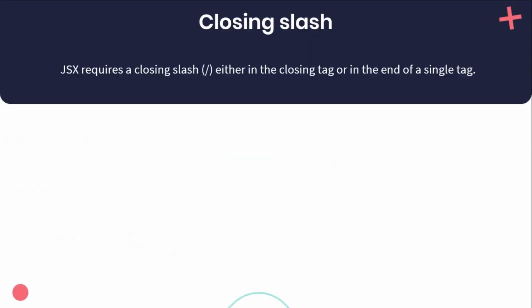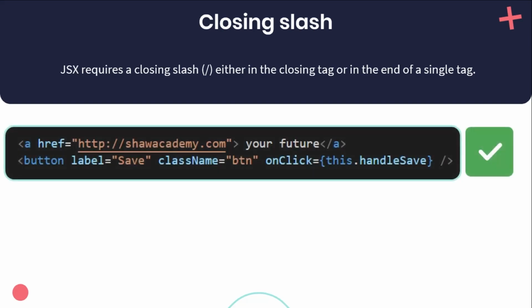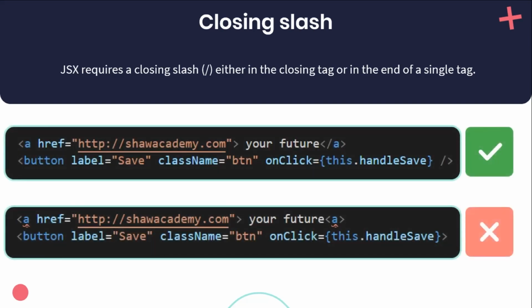Gotcha! For starters, there's the closing slash. For instance, JSX requires you to have a closing slash either at the closing tag or if you don't have any children and use a single tag, in the end of that single tag. For example, this is correct, and this is not correct because the slashes are missing. HTML tends to be far more fault tolerant. Most browsers will ignore the missing slash and render the elements just fine without it.